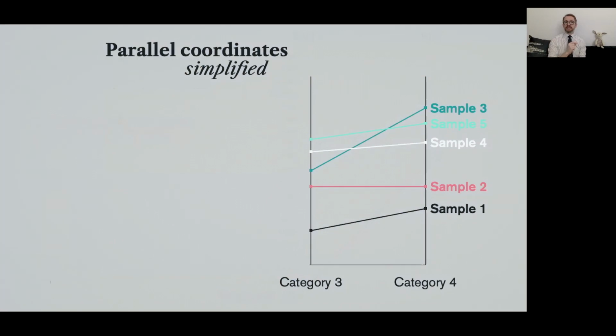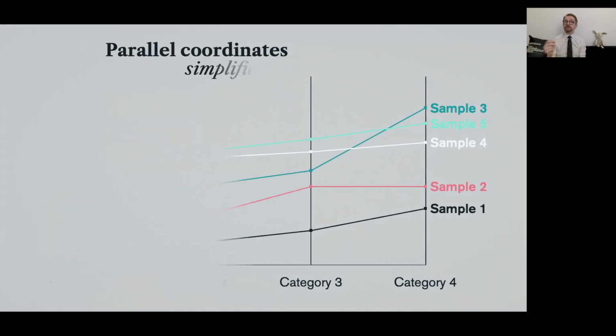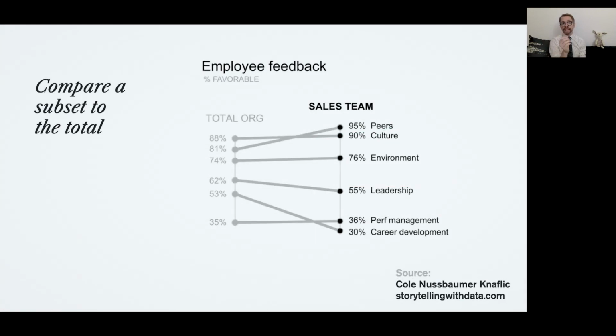The final example of slope graphs is simplified parallel coordinates. So parallel coordinates do not show time on the horizontal axis. It shows different categories. And here we reduce it to simply 2 categories. Here is an example that compares a subset to the total.